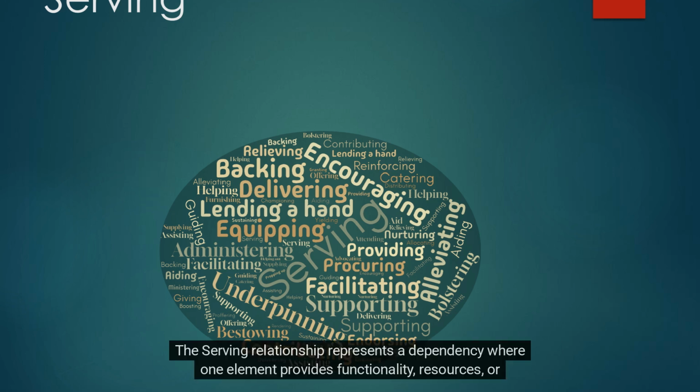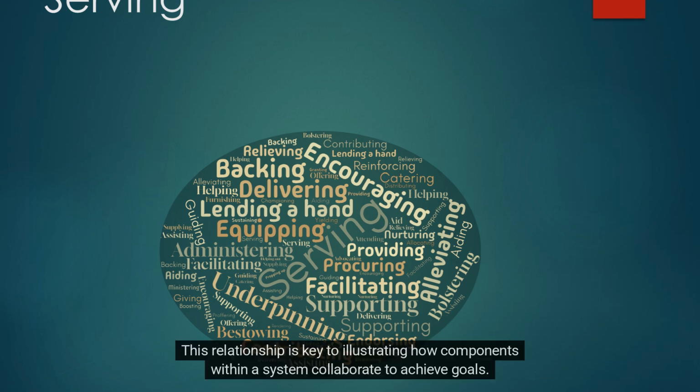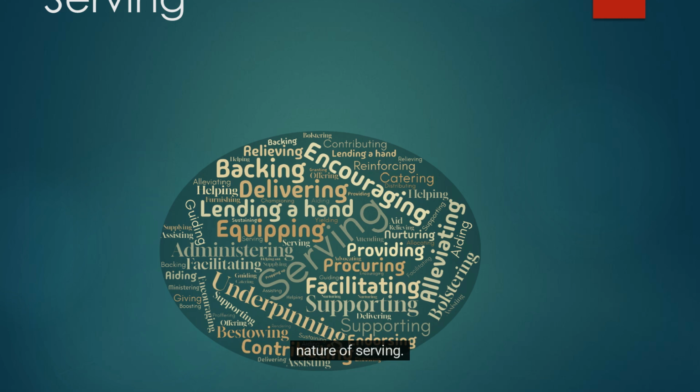The serving relationship represents a dependency where one element provides functionality, resources, or support to enable another element to operate effectively. This relationship is key to illustrating how components within a system collaborate to achieve goals. For example, assisting highlights the act of helping or supporting to enable success, showcasing the collaborative nature of serving.